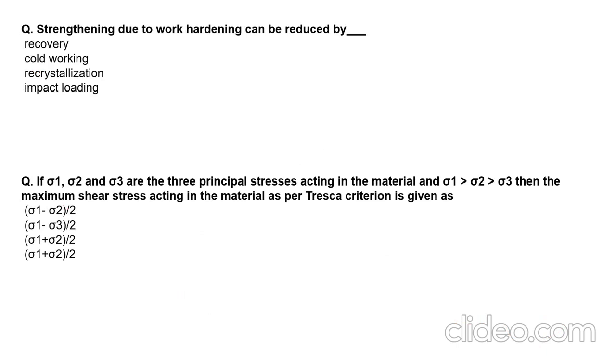You have increased its strength. Now you want to reduce some of the work hardening and optimize the parameters. So which of the following processes should you use? Is it recovery, cold working, recrystallization, or impact loading? You have to relieve some of the work hardened stresses in the material. How can we achieve that?